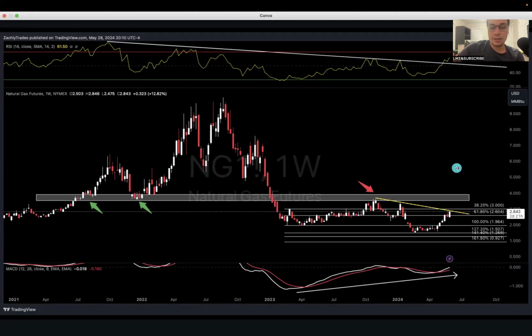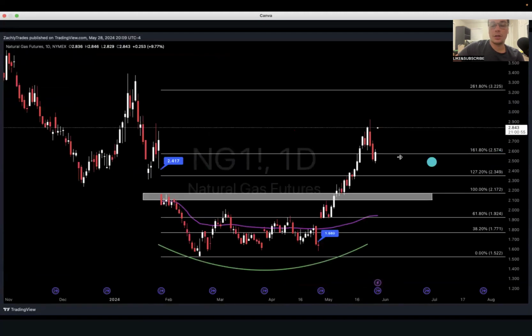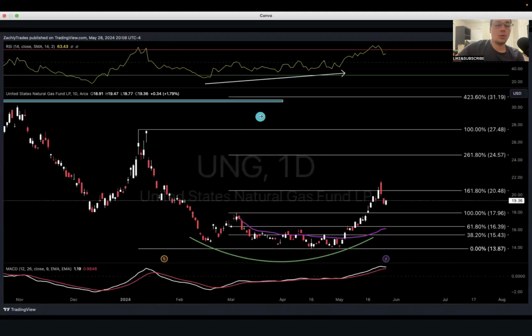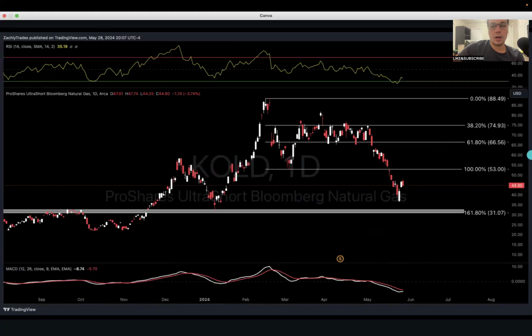Now, if you're going to be trading things like oil, UNG, cold, you need to really be paying attention to the futures. So we're going to start zoomed out on the weekly time frame for the futures. Then we'll zoom into a daily time frame, and then we'll cover UNG, oil, and cold as well. It's going to be a really great video. You'll learn a lot in this video.